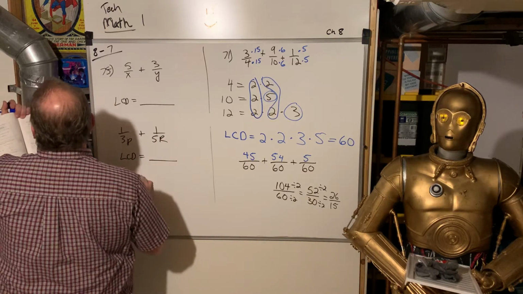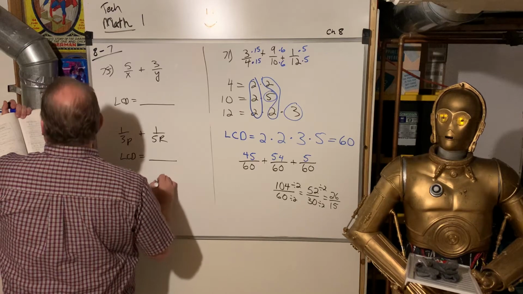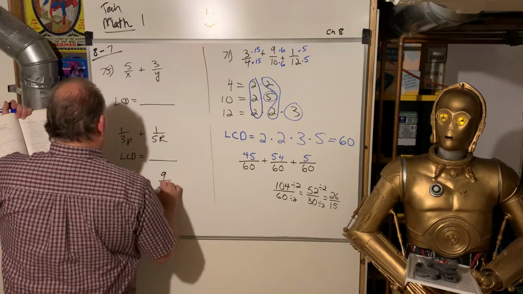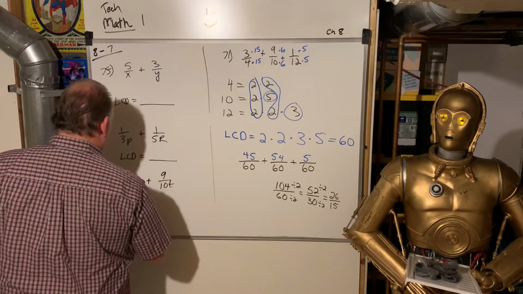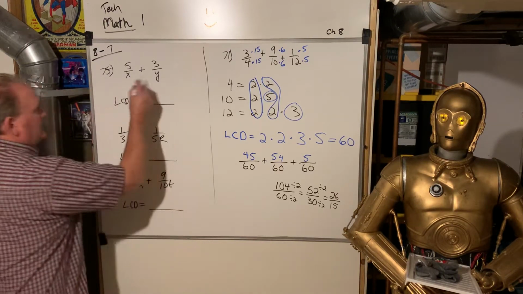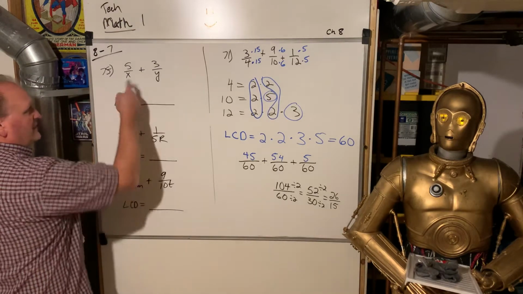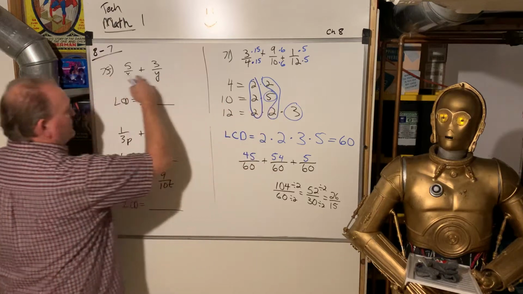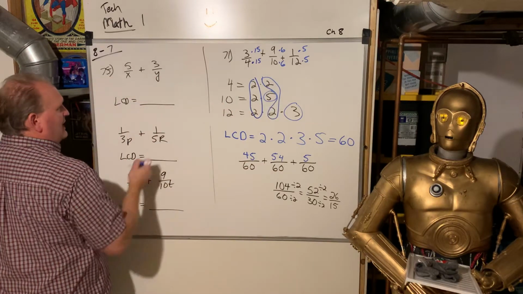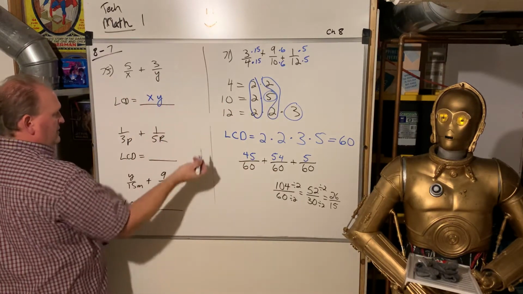And y over 15m and 9 over 10t. And they just want the LCD. So here the LCD, those are relatively prime. That means they don't have anything in common. So how we took these leftovers, the 3 and the 5, those are basically leftovers. There's nothing in common, so the leftovers are the LCD.